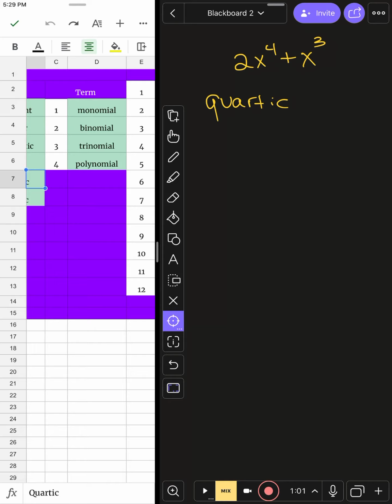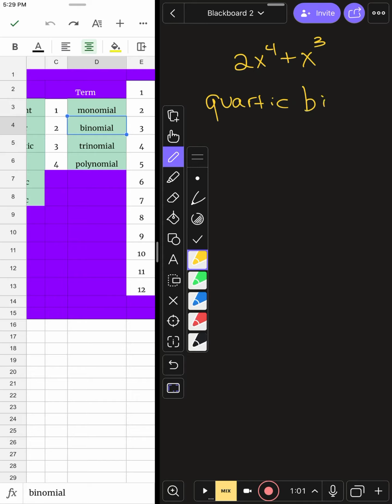So if we go over here to the left-hand side of the screen, you can see where it says term. 2 terms is called a binomial. So that is a quartic. Now let me get my pen. That is a quartic binomial.